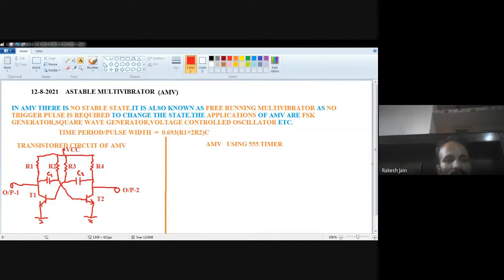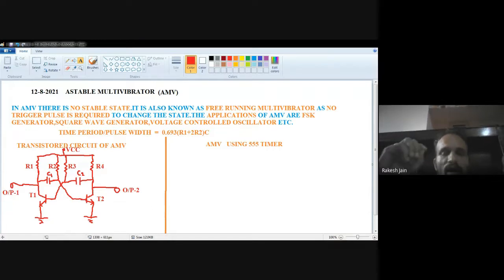So that is the basic transistorized structure in which R1, R2, R3, R4, these four resistors play the role of the connections with the VCC. Two transistors are used, one is T1 and one is T2. They are used such that the collector of one transistor is connected with the base of the second transistor. And the collector of the second transistor is connected with the base of the first transistor. Right? So this is the transistorized structure for the astable multivibrator. Now we will see the 555 timer IC circuit diagram.